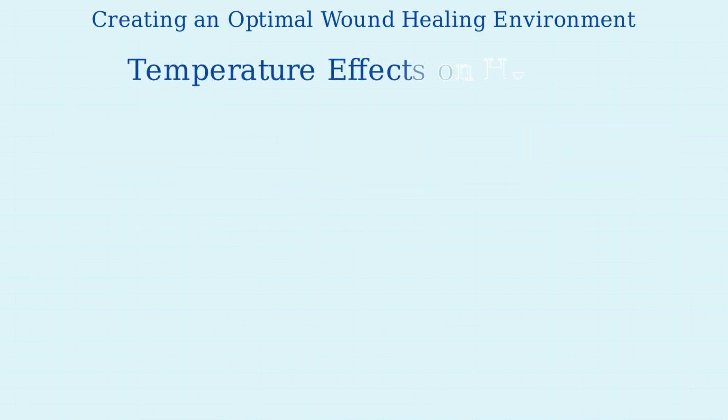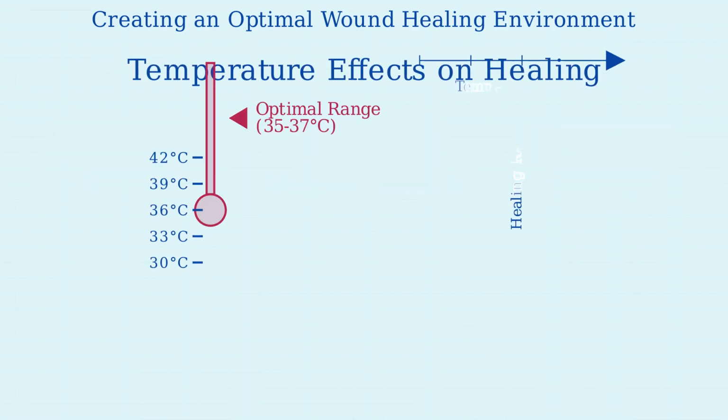Temperature also significantly affects wound healing. Wounds heal optimally at body temperature, around 35 to 37 degrees Celsius. When temperature drops below this range, cellular activity slows, reducing the healing rate. Conversely, temperatures above the optimal range can damage cells and impair healing. This is why maintaining normal body temperature around the wound is critical for optimal healing.